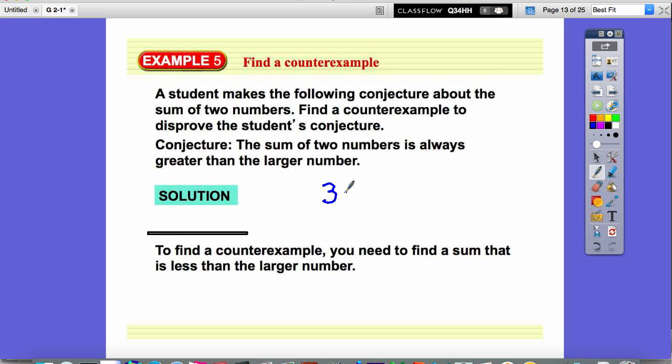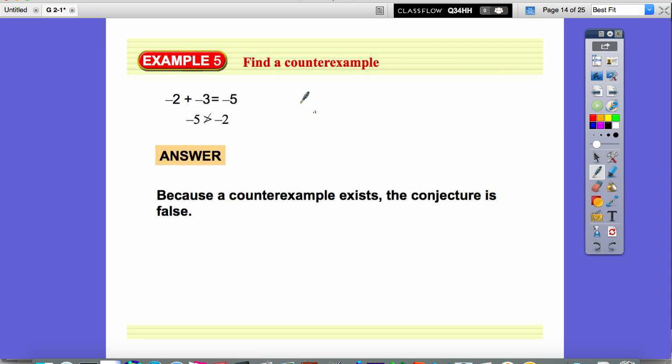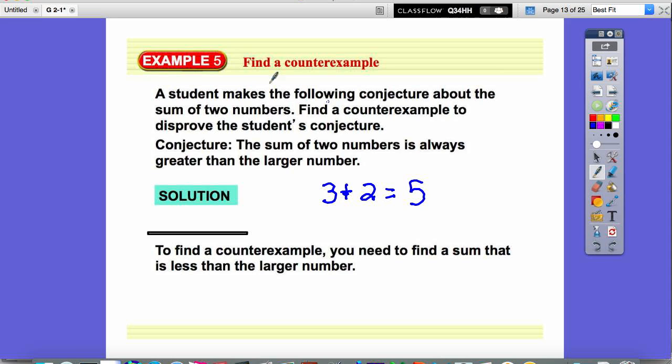So 3 plus 2 is greater than 5. To find a counterexample, you need to find a sum that is less than the larger number. You might be able to do that, but a solution would be involving negatives. Because a counterexample exists, then the conjecture is false. So basically, this is not a true conjecture because we can provide a counterexample, basically a non-example.